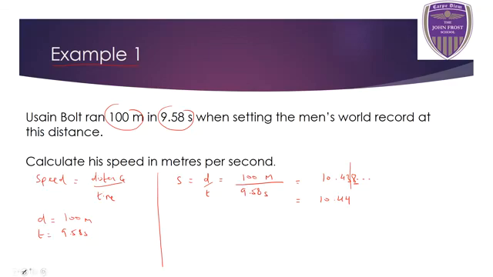Now, what will the units be? The units are going to be in meters per second. I've got meters on top, then the line, then seconds. And so you write that like this: meters per second. 2 decimal places. Easy peasy. So that means in 1 second, he covered 10.44 meters, which is unbelievably quick.